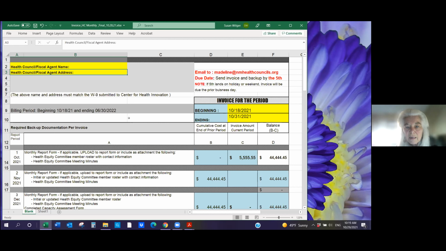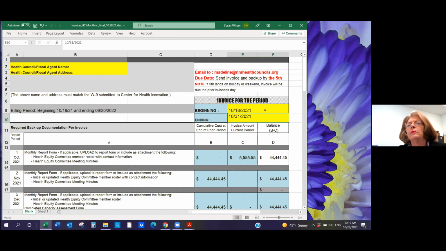The other thing that you'll want to look for that you will be filling in is the beginning and the end date for which you're reporting. So if this is for 1 month, so everyone who's reporting for October, the beginning date is the beginning date of your contract, 10/18/21 through 10/31/21. In November, it would be November 1st through November 30th. So you would just change what your reporting period is.